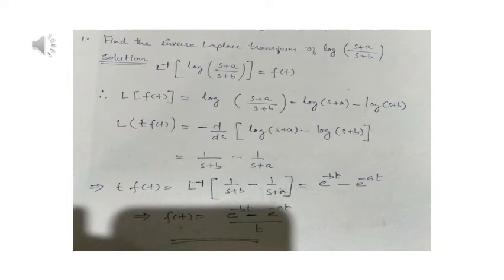So by applying the shifting property for inverse transform, it is e raised to minus bt minus e raised to minus at. So f of t is equal to (e raised to minus bt minus e raised to minus at) by t. So that is the inverse Laplace of log of (s plus a) by (s plus b). That means L inverse of log of (s plus a) by (s plus b) is f of t, where f of t, we got the answer, is (e raised to minus bt minus e raised to minus at) by t.